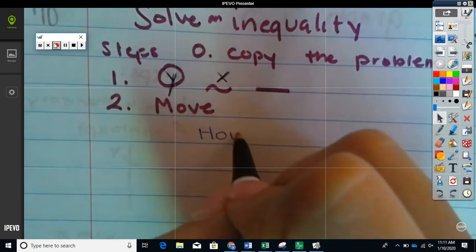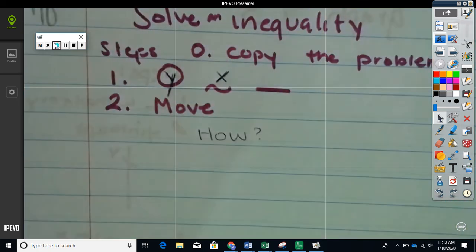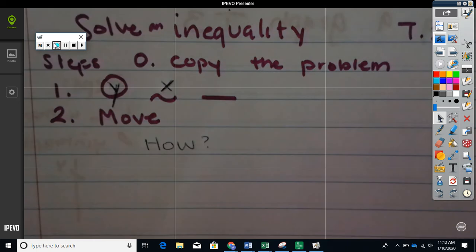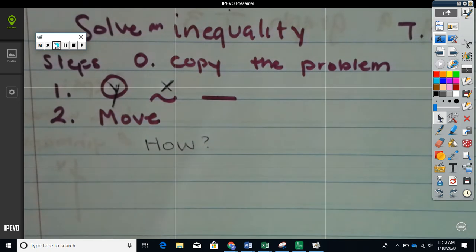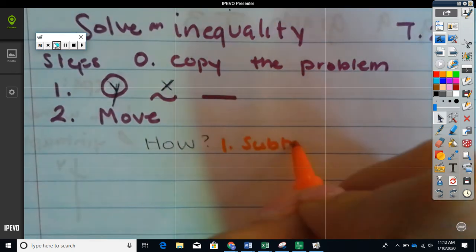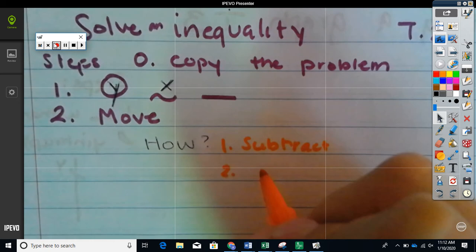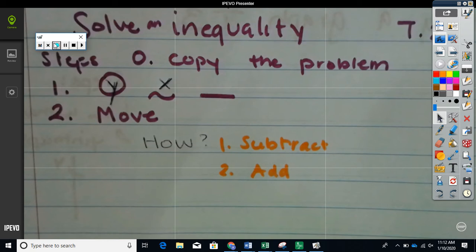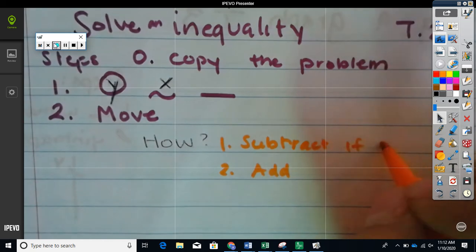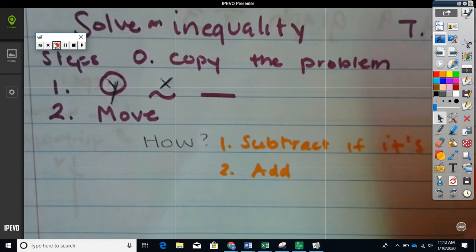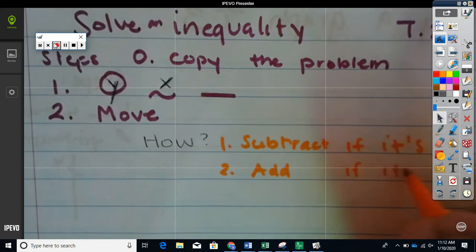The second step is you need to start moving things so that we can isolate the y. So how do we move things? There's only two things you can do to move things. You don't just erase it and write it somewhere new. Does anyone remember the two things you do to move something? We subtract and add. Do you remember when we subtract and when we add? We subtract if it's positive, and we add if it's negative.